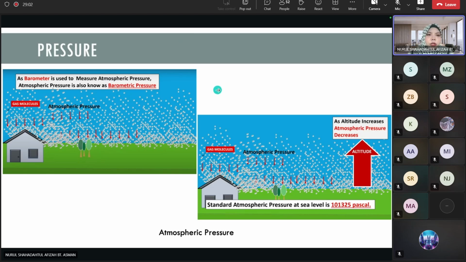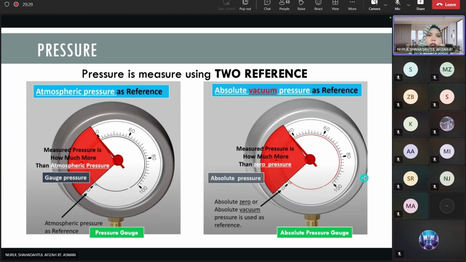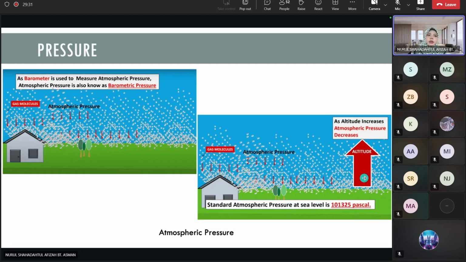So we can use the barometer to measure atmospheric pressure. So because we use a barometer, it also can be called barometric pressure, atmospheric pressure on the surface. So as altitude increases, atmospheric pressure decreases. So this is the example of barometer.